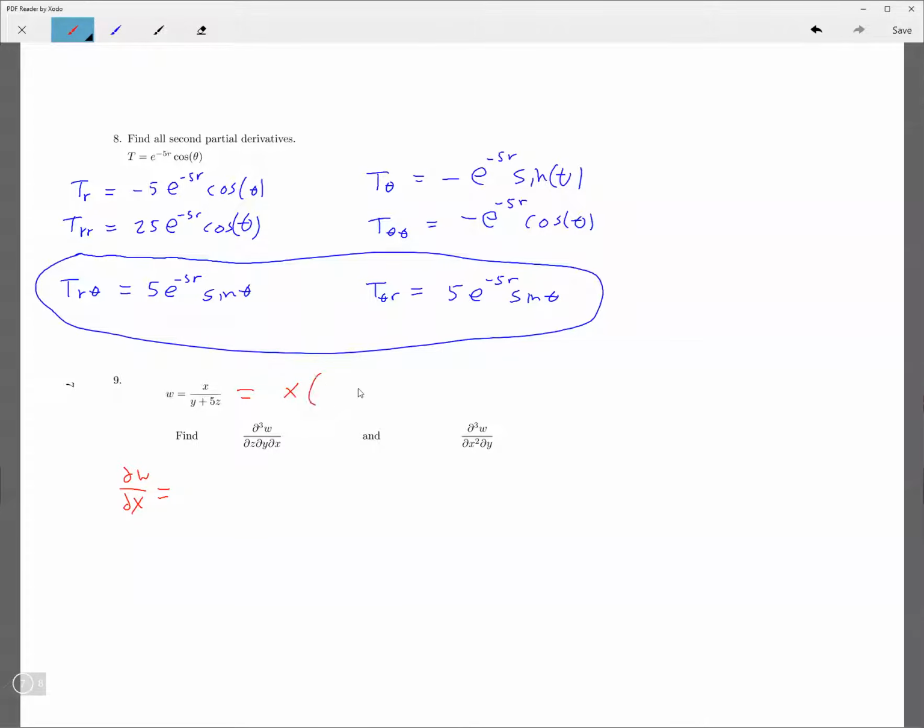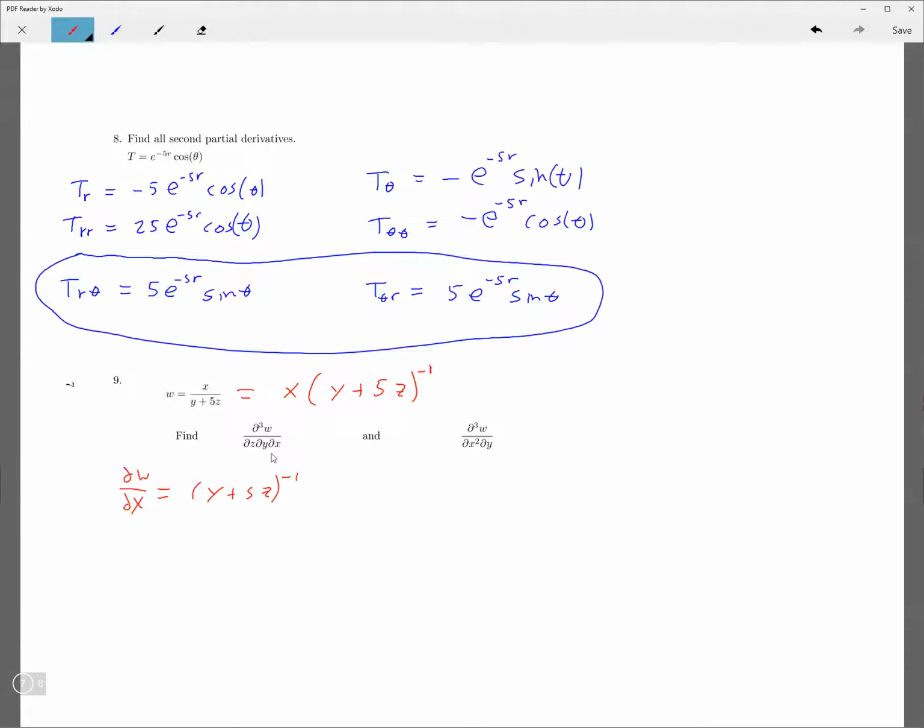Okay, so this can be rewritten as a product. I think that might be the easiest way to look at it, as a product. So the partial of this with respect to x, you treat all this as if it's just a constant. And so you're just going to get this part, because the derivative of x is just 1. So you just get that part, y plus 5z to the minus 1.